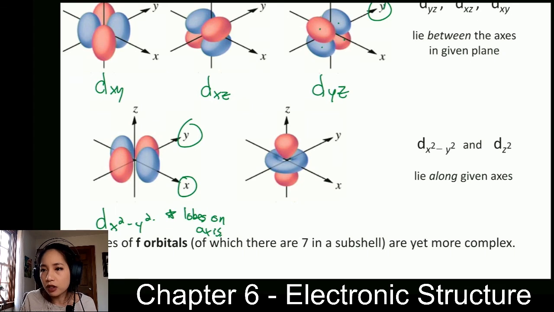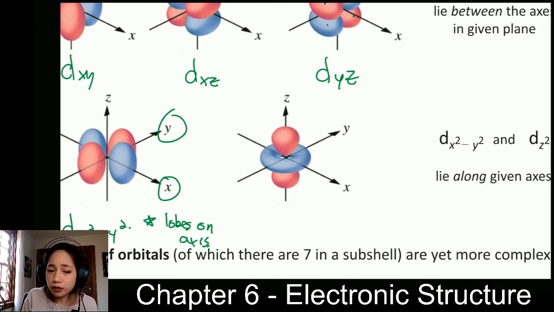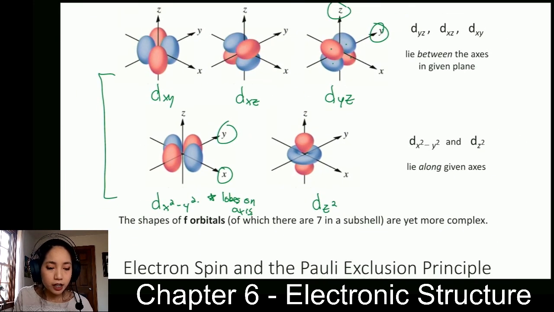All right, so here's our last shape. It doesn't necessarily look like it has 4 lobes. It looks more like a dumbbell with a belt on it. But the dead giveaway for this orbital shape is that the lobes all lie on the z-axis. So this is what we call our dz squared orbital, because all of the lobes and its belt lie along the z-axis. All right, so those are our 5 different d orbitals.